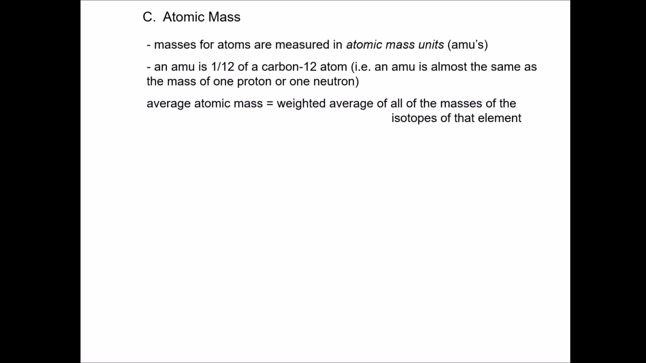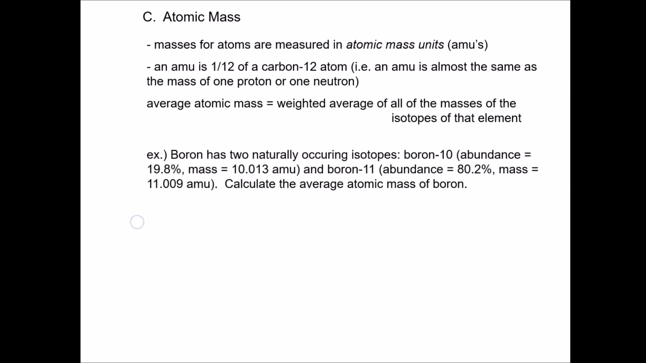It's not going to be just a straight average. You're not going to take 24 plus 25 plus 26 and divide by 3. The reason is that not all of the isotopes of an element are found equally in nature. In magnesium-24, magnesium-25, magnesium-26, out of those 3, one of them is probably much more common than the other 2. And therefore, you can't just take a straight average like you normally would think.